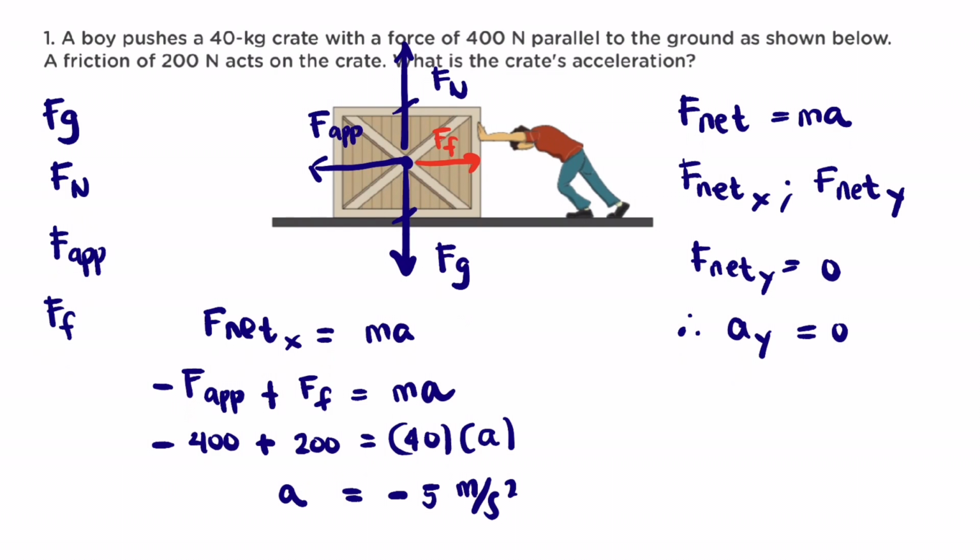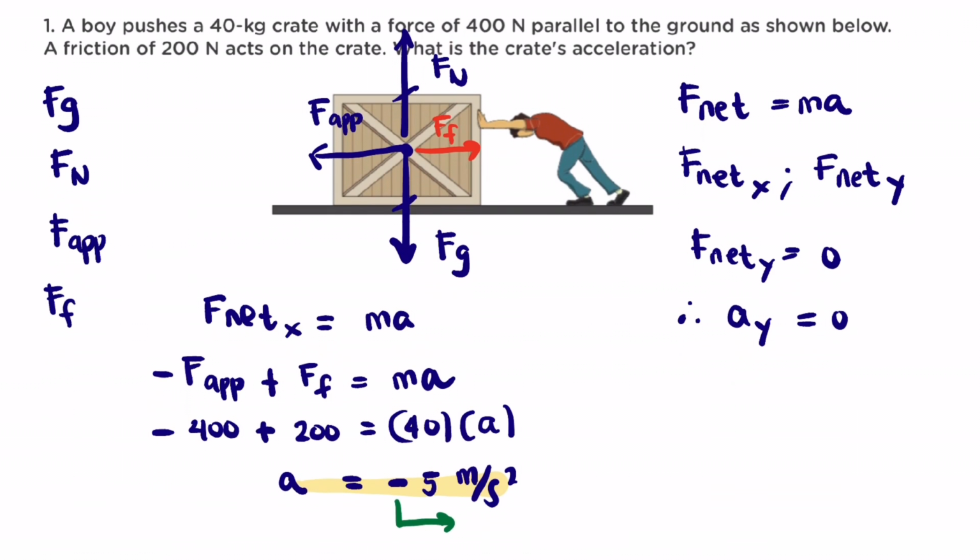And this makes sense because our net force is actually negative. It's directed to the left since our applied force is much greater compared to the force of friction, and therefore our acceleration should also be directed to the left. So the negative sign here only tells us that the object is accelerating towards the left. So the negative sign there is the direction.